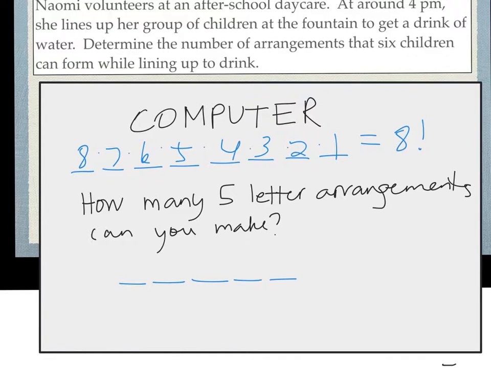So if I was doing that, it would still start the same way. Like if I was trying to make a 5-letter thing, right? Like I could pick M-O-P-U-T. That would be one. I could pick any 5 letters I want from the word computer. So the first letter still has 8 choices. The second one still is 7. The third one still is 6. The fourth one still is 5. And the fifth one has 4.